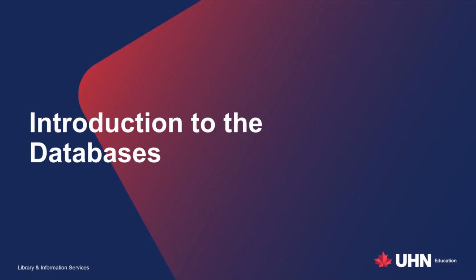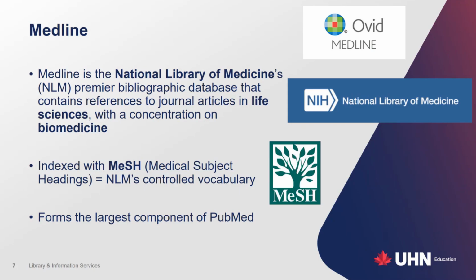So first, we're going to start off with a little bit of background about these databases. We're going to start with Medline. Medline is a database managed by the National Library of Medicine. It contains journal articles in life sciences with a concentration on biomedicine. It is managed by a medical library that gets government funding. So this is in comparison to a lot of the databases that are for profit, and it has a rigorous selection criteria for journals to be included in the database.